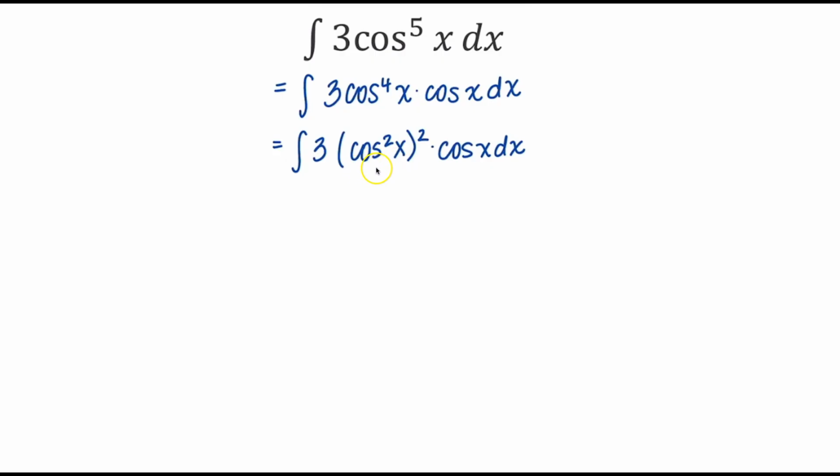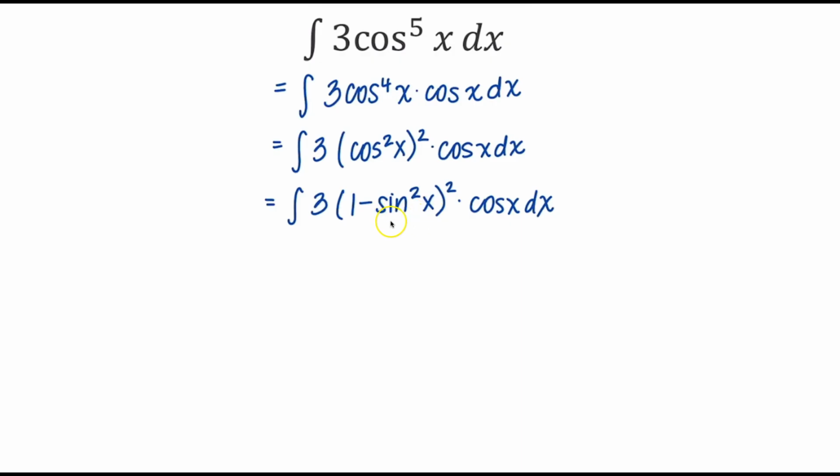And then once I have cosine squared x, I can use the Pythagorean identity. So we have the integral of 3 times the quantity 1 minus sine squared x, all squared, times cosine x dx. And from here, once I've made that Pythagorean identity substitution, I'm going to do a u substitution.